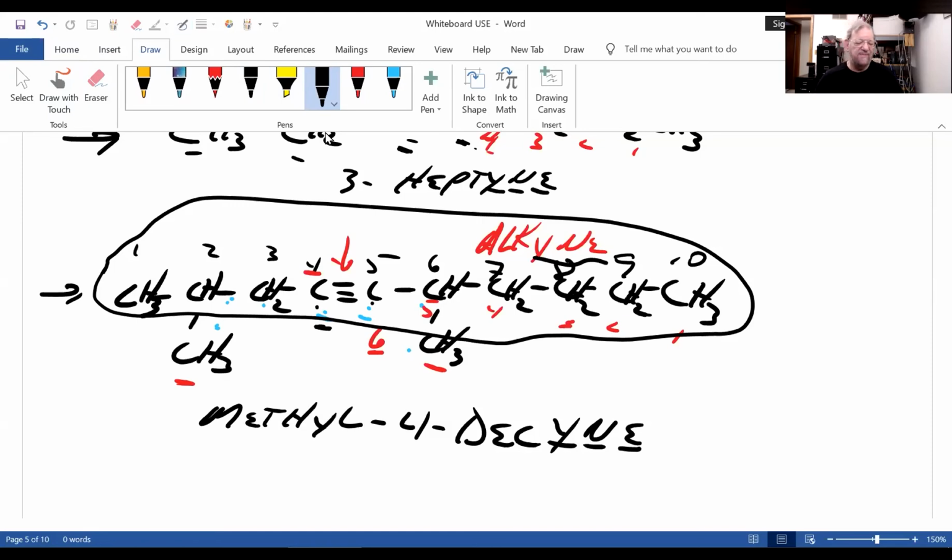Didn't run out of room. Now, there are 2 of them, so it's dimethyl. Now, because there are 2, you need 2 numbers. This methyl group is on carbon 3. This methyl group is on 6. So this would be 2, 6, oh, very long dash there, 2,6-dimethyl-4-decyne.